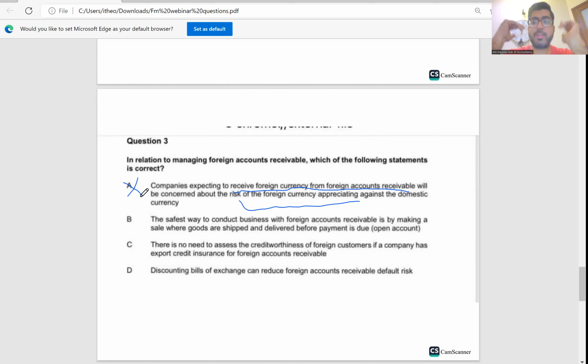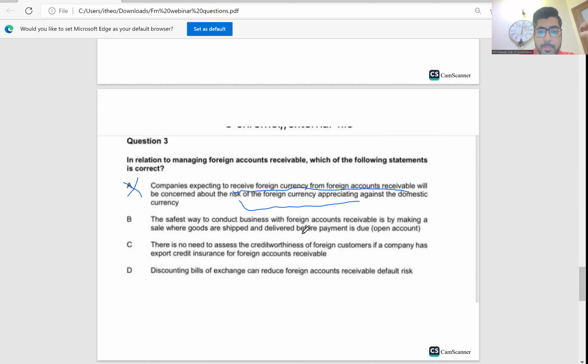No, they will be happy about foreign currency appreciating, because let's suppose I'm in Pakistan and I'm expecting to receive $1,000 from a foreign receivable. I will not be concerned that the dollar appreciates, because if the dollar appreciates, I get more money. Let's suppose the dollar is 200 PKR. I will be concerned about the dollar falling, that it becomes 190 or 180, and I receive less money. But if the dollar appreciates, becomes 220 or 240, I receive more money. So this is wrong.